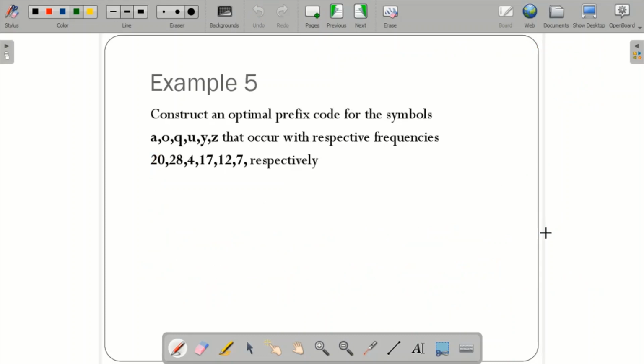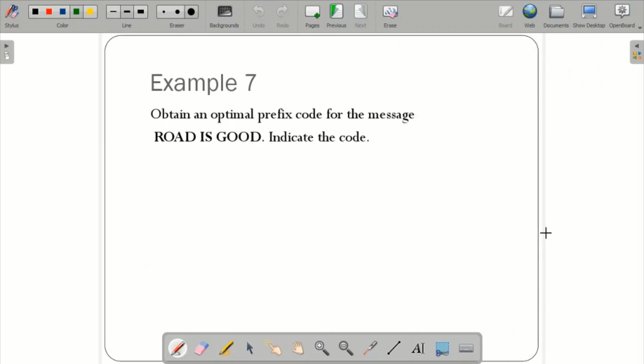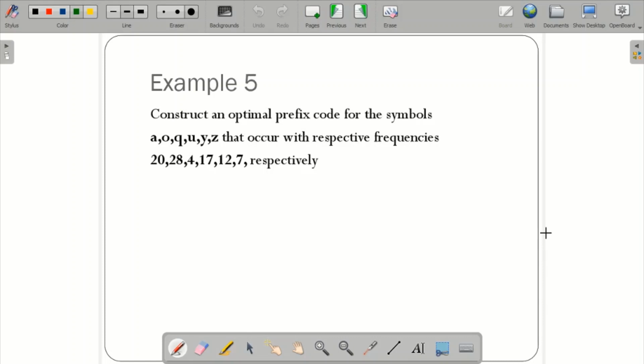Next, this is a very important concept. These three problems are very important: example 5, example 6, and example 7. What they ask is to construct an optimal prefix code. The symbols, which are the leaves, and their weights will be given. You need to construct the tree in each iteration and find the optimal prefix code tree. That means again you have to find the code of these prefixes. While solving, you will come to know more about this.